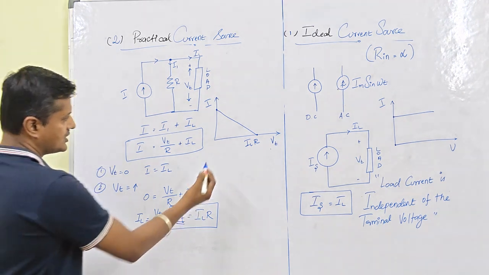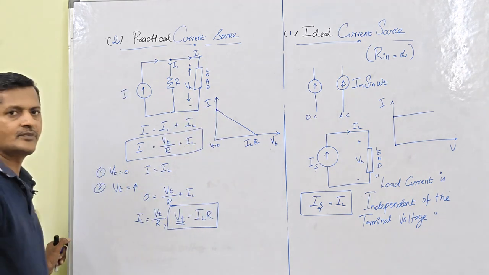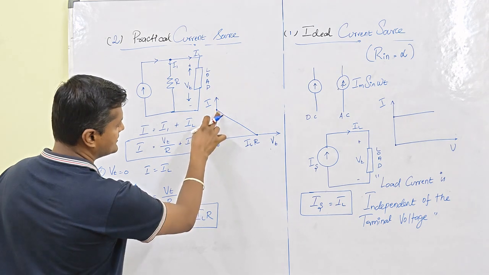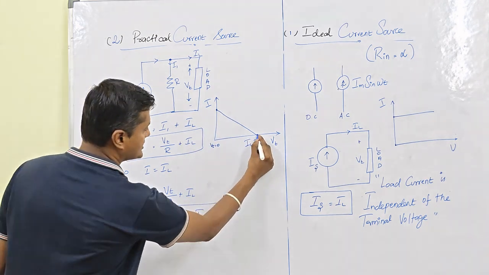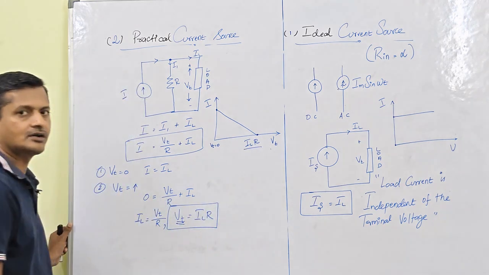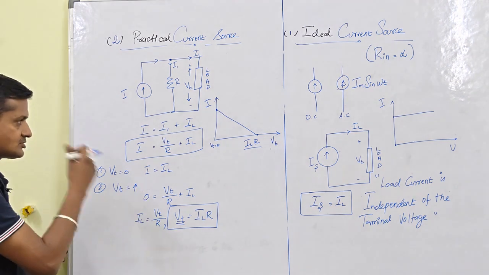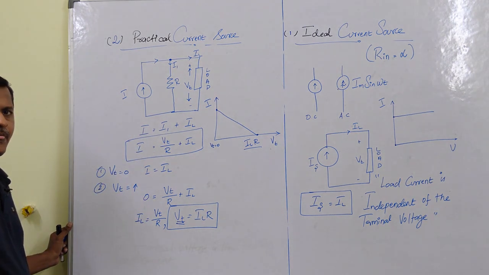First we are considering VT equal to 0, when we can get the maximum current. As the VT value increases, the current gets reduced, and at one point IL is equal to zero, which is the condition where VT is equal to maximum. So this is the graphical representation of the practical source.